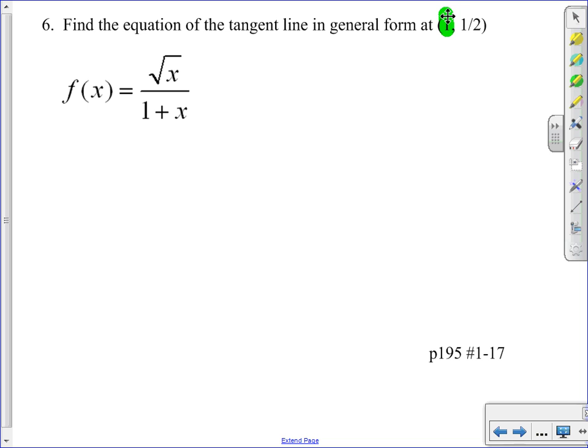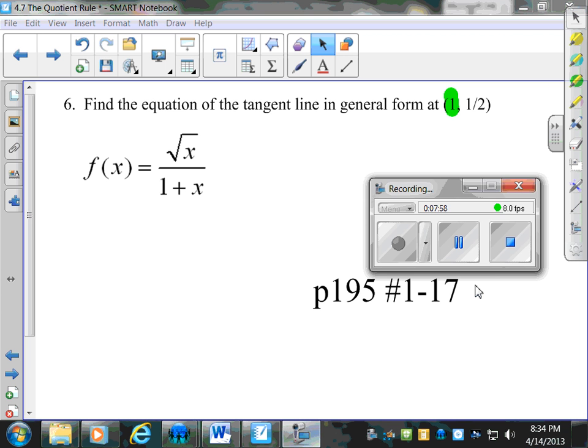So here's your assignment to work on. Please highlight any questions that you have trouble with. Please ask questions of each other and of your teacher to help each other out. And I will see you next class, and I hope today went well. That's it. That is the quotient rule.